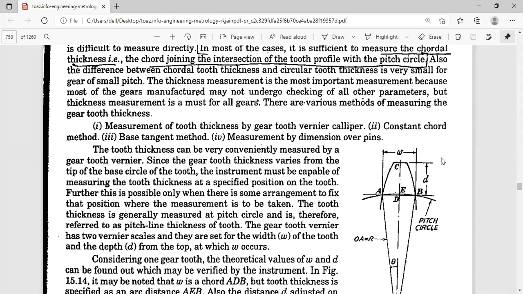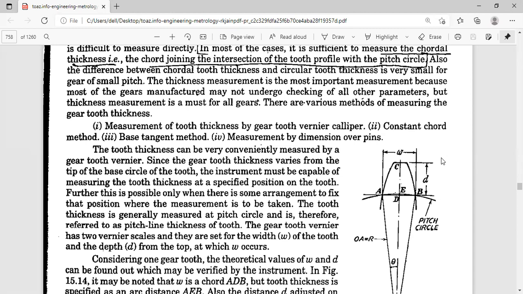Already I told you, the specified position as far as gears are concerned is very important. Suppose you are not checking the gear tooth thickness at the pitch line thickness or at the pitch circle, it's of no use. It's not gear tooth thickness. That means you are checking a vague parameter, not the gear tooth thickness. So further, in this arrangement, we have to fix that particular position for measuring the gear tooth thickness. That's very important.